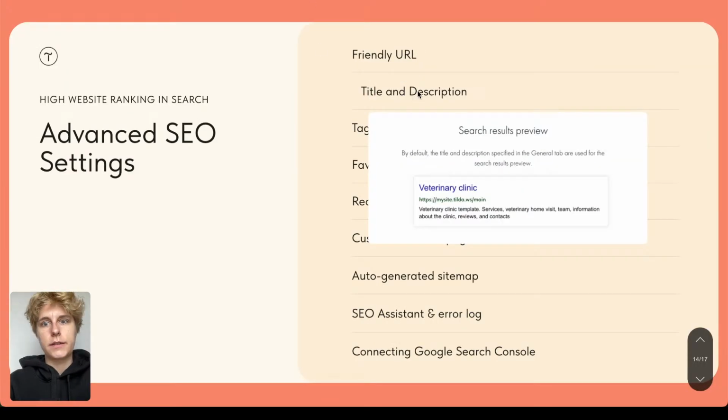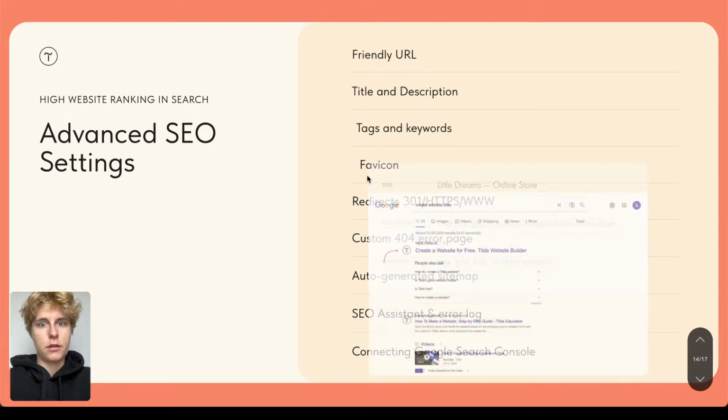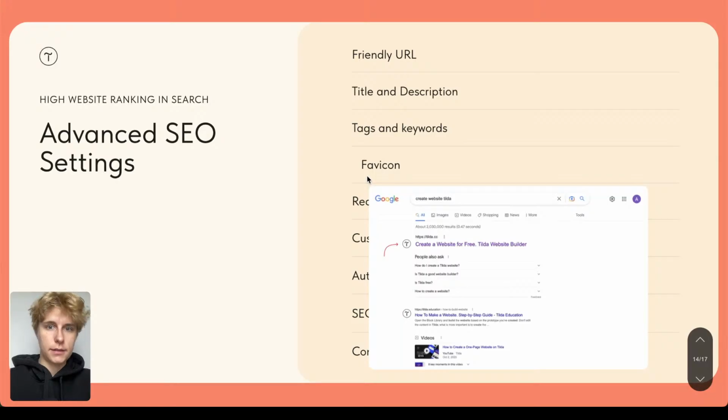Then title and description is something that you also assign in the page settings. And it's very important because this is something that builds up a search results preview on Google. Tags and keywords, again, in the page settings. I will show you how to do that. Title, description, and keywords. Favicon in the site settings. It's a little image that you upload that would be displayed next to your snippet in the Google search results.